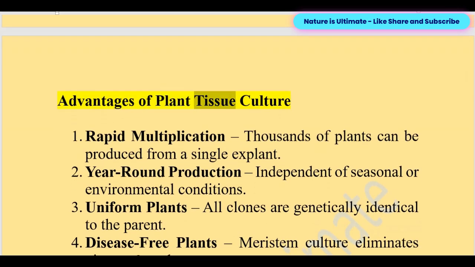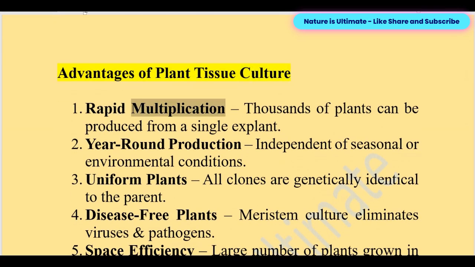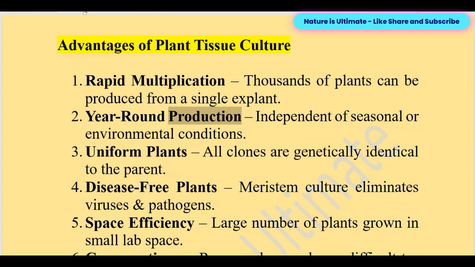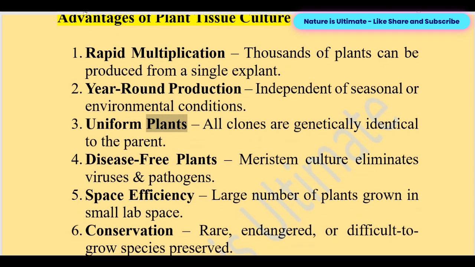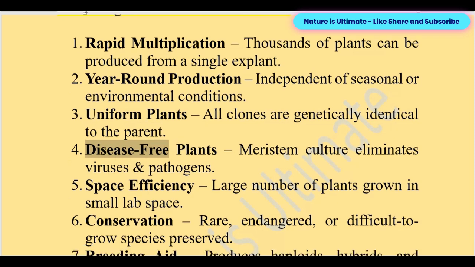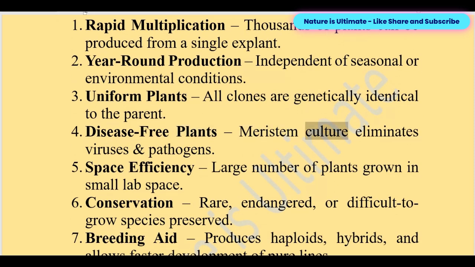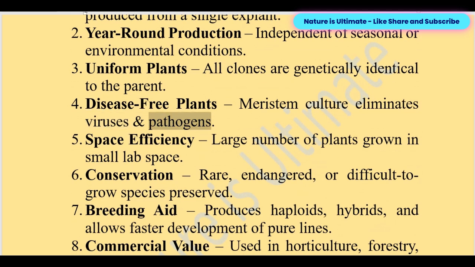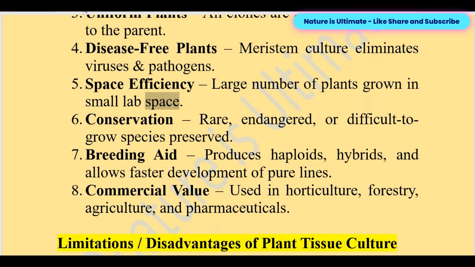Advantages of plant tissue culture. Rapid multiplication, thousands of plants can be produced from a single explant. Year-round production, independent of seasonal or environmental conditions. Uniform plants, all clones are genetically identical to the parent. Disease-free plants, meristem culture eliminates viruses and pathogens. Space efficiency, large number of plants grown in small lab space.